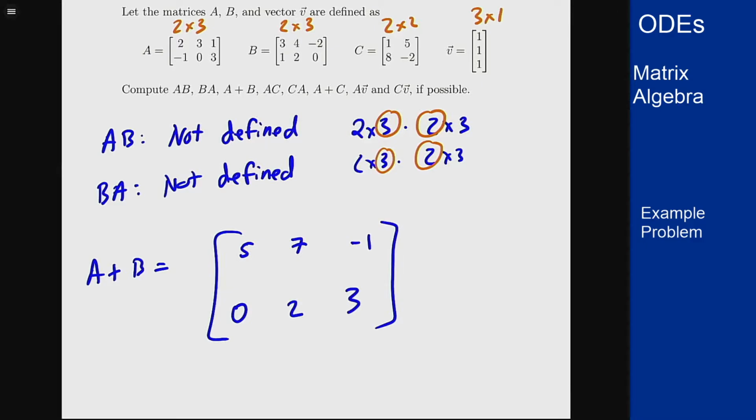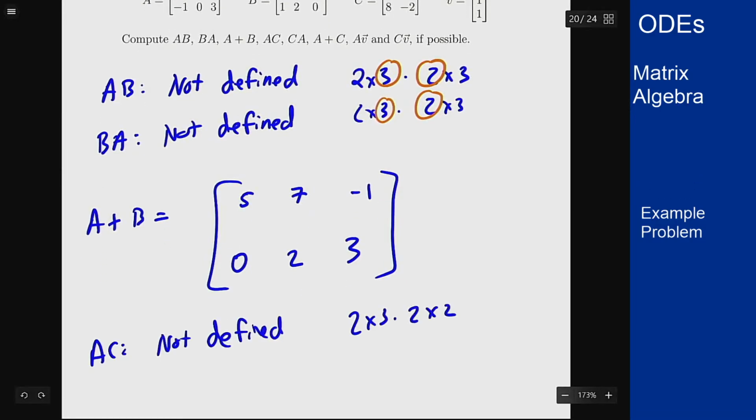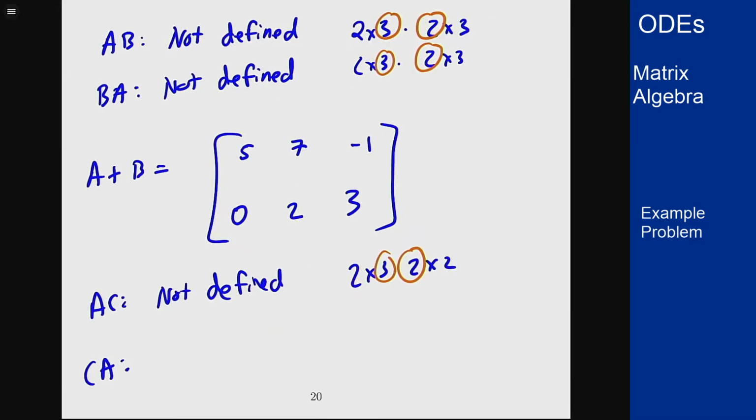Now the product A times C will also not be defined. That's 2 by 3 times 2 by 2. And again, the inner numbers do not match, so that is not defined. However, C times A is defined. This would be 2 by 2 times 2 by 3. These inner numbers match, and so this product works. We can compute it then.